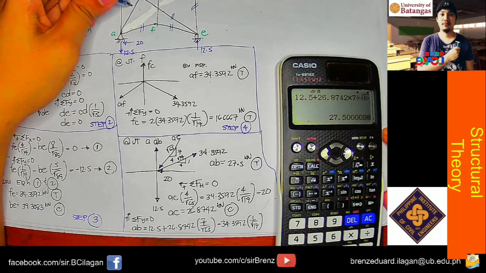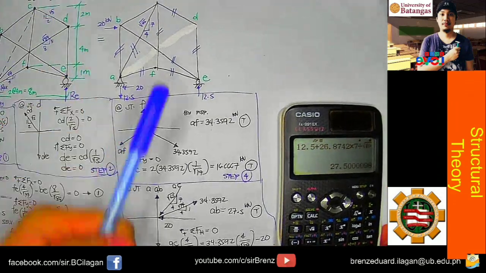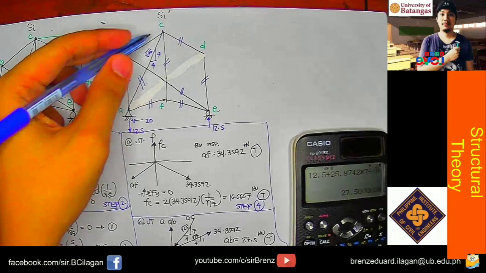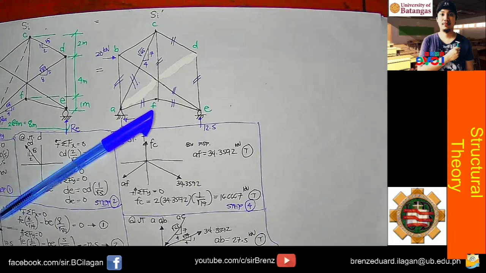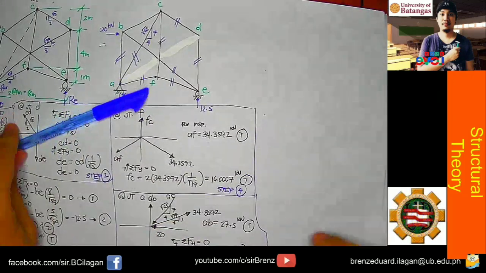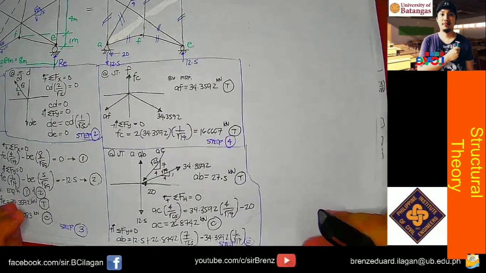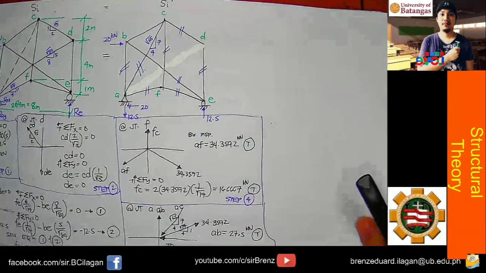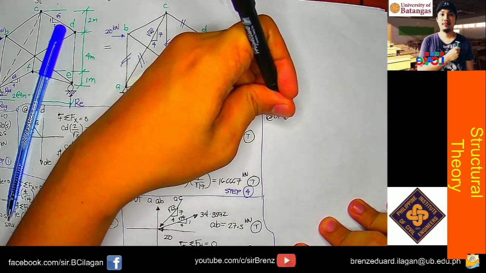Okay, so we're done with this two member. Ayan, so ano na lang kulang? Wala kita dito. So ano na lang kulang guys? So ang natitira na lang is itong si member BC. So for that, last magjo-join tayo sa last joint. So again, this is step 5 already. And then last will be joint B. So at joint B, ano makikita mo sa joint B?